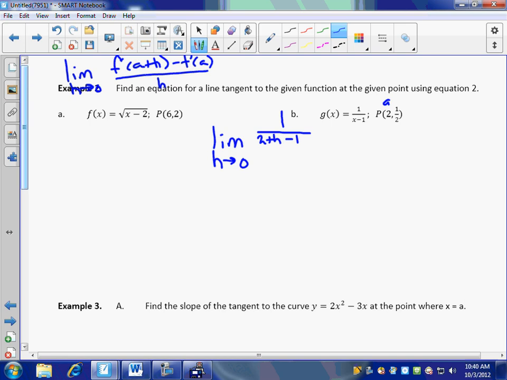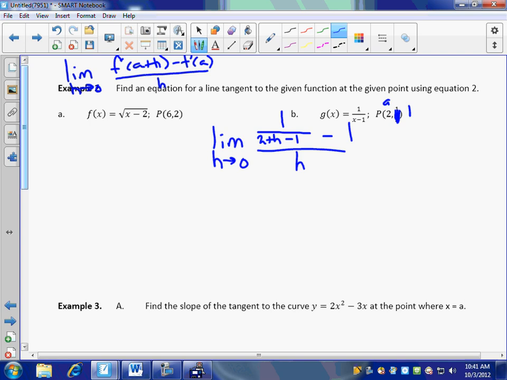One over 2 plus h minus 1. Now I have to subtract f of a. So when I plug in 2, I get 1. So it looks like I wrote a bogus problem. So we'll just write that as a 1. There you go. Over h. So I said it was tangent at (2, 1/2), it's tangent at (2, 1). Okay. So let's go from here.